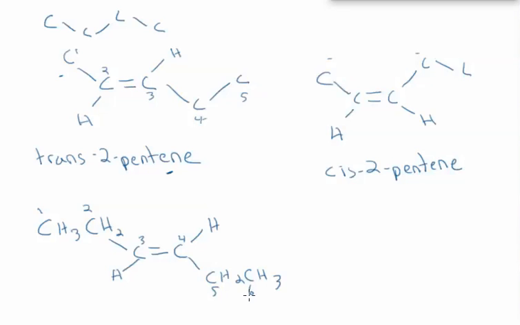We also have to tell cis or trans because it's shown. So we would say, because the chains are on opposite sides, we would say trans 3-hexene.